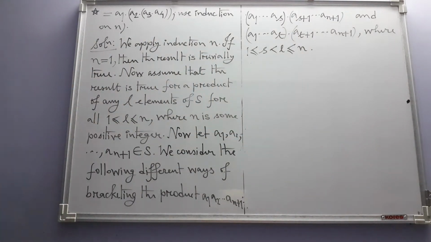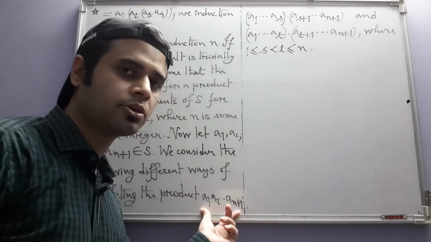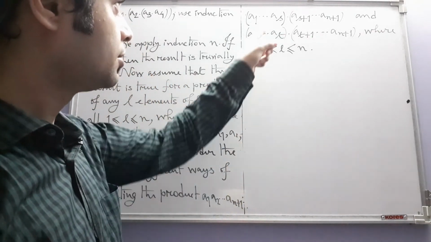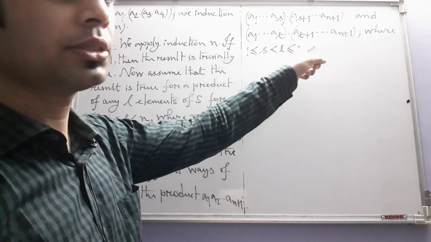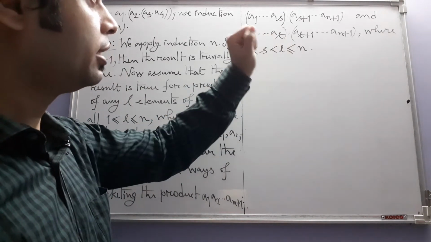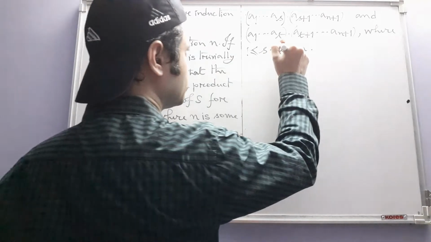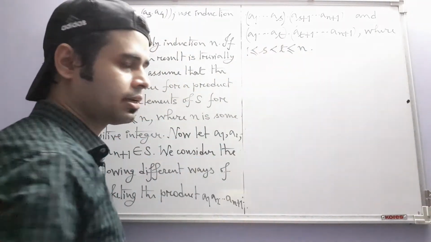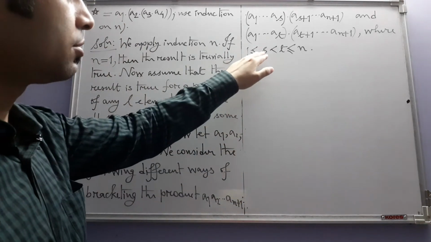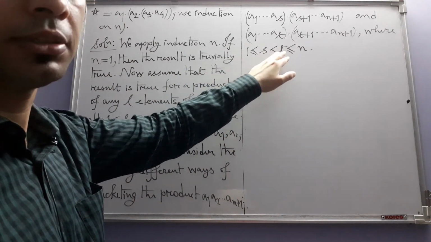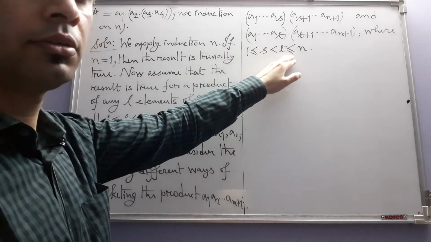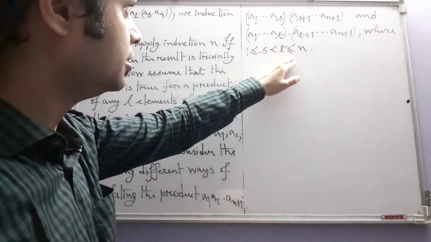Okay, so now we have considered this product of n plus 1 elements in S, and we have chosen two different ways of bracketing them. Now note here carefully that these are integers S and T which are different. So because they are different, one of them will be smaller than the other. So we have chosen without loss of generality that S is smaller than T.